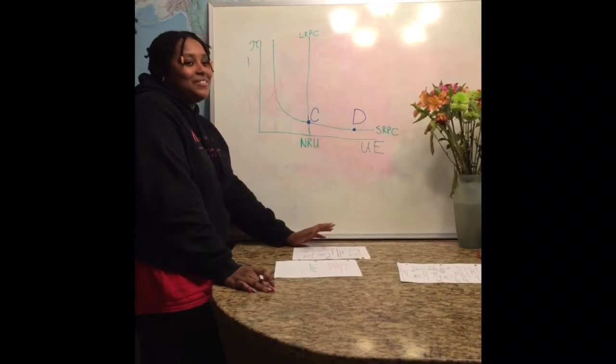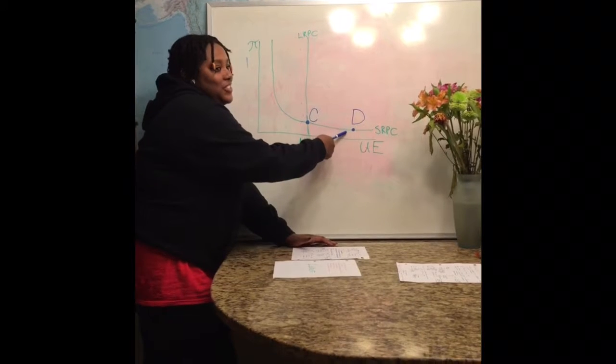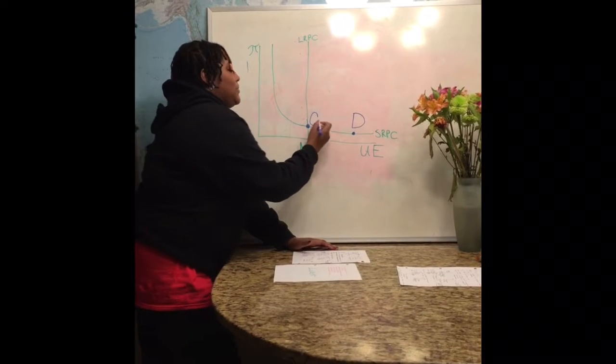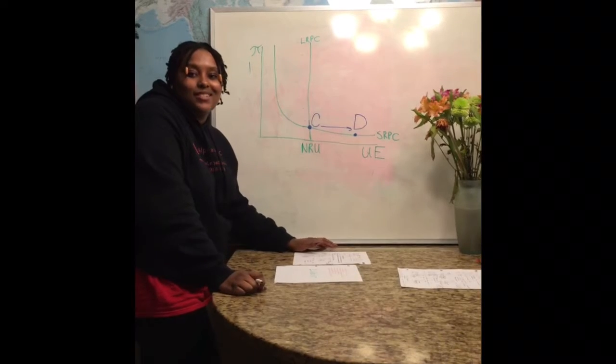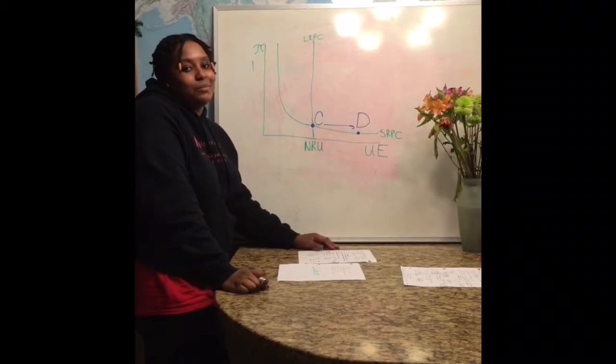Point D represents a shift from equilibrium to a recession caused by a decrease in labor and resources, which increases unemployment.